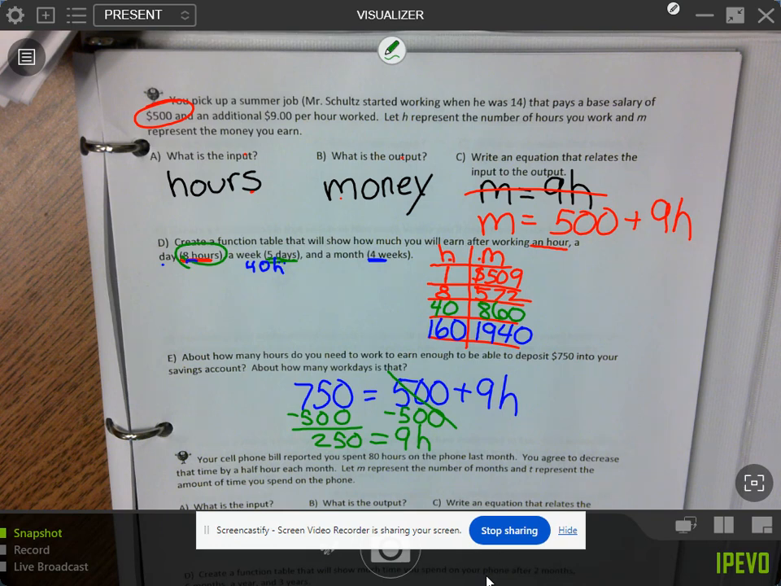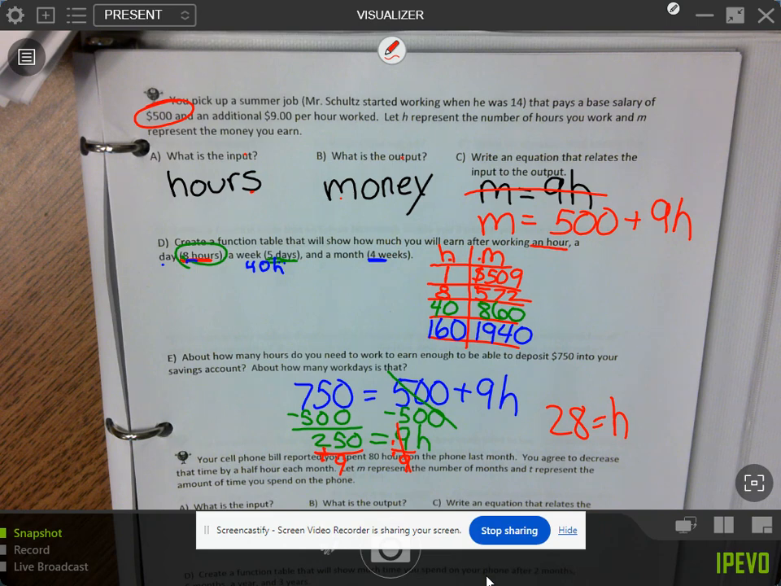Now what do I do to find the hours? Matthew? Divided by 9. You're right. I need to divide both sides by my 9. 9 divided by 9 gives me just H. 250 divided by 9 gives me what, Matthew? 27. Just rounded up to 28. So basically 28 hours.